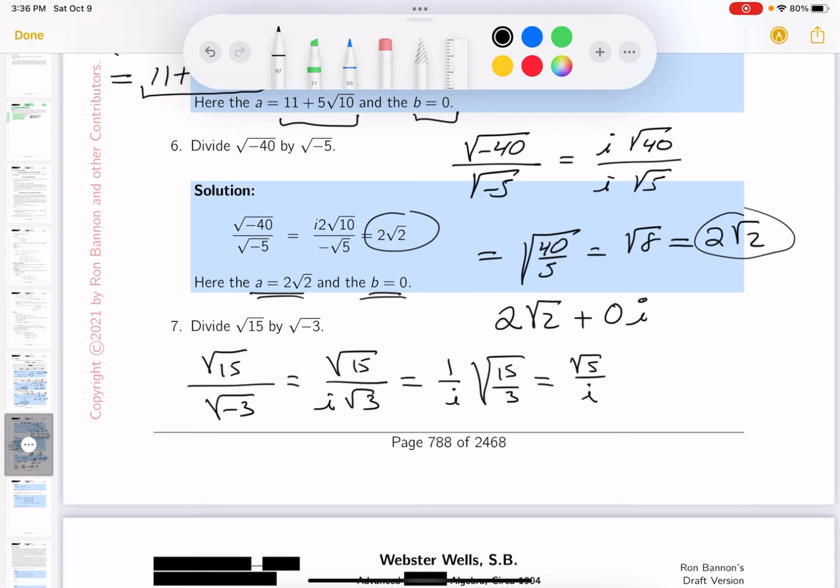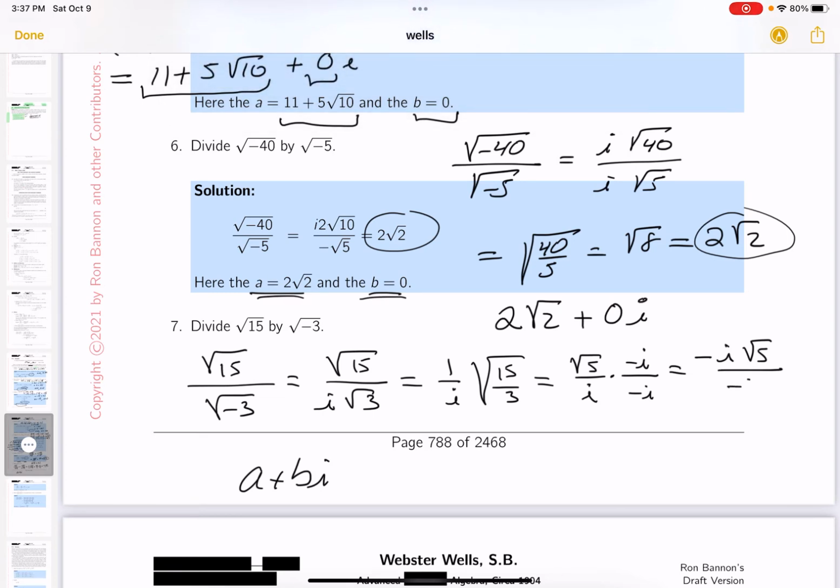Now, by the way, I want to write this in the form a plus bi, so i can't be a divisor. I'm going to multiply by its conjugate. What's its conjugate? Minus i. Well, minus i over minus i is 1. That hasn't changed the problem. So what do you get over here? Minus i root 5. And on the bottom, you get minus i squared. What's that going to be? Well, minus 1 is plus 1. So this actually equals minus i root 5. If you want to write it in the a plus bi form, it's going to be 0 minus root 5i, with the understanding that a is 0, and b is actually minus root 5.